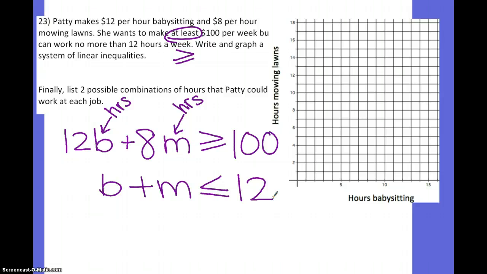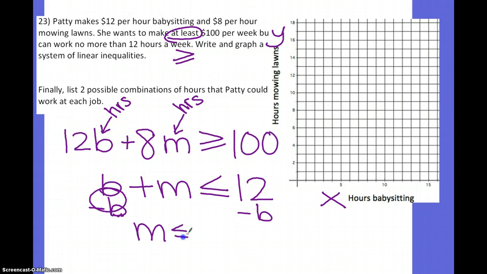If you don't like B and M, you can change B to X and M to Y. It is the same thing. So if you solve for M or Y, because they are the same, you're going to just minus B, and you end up with M is less than or equal to 12, take away B. Or, if you like this better, Y is less than or equal to 12 minus X.